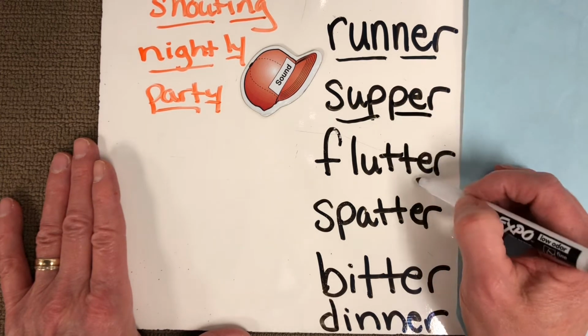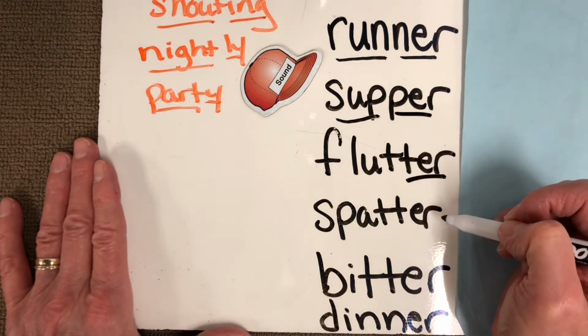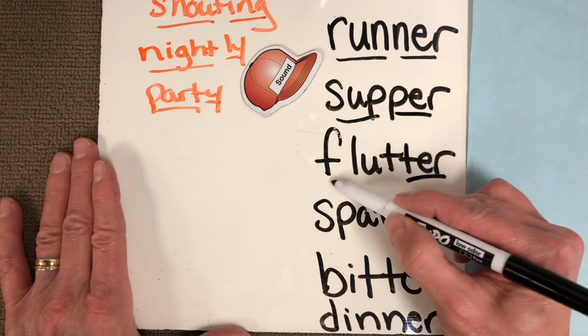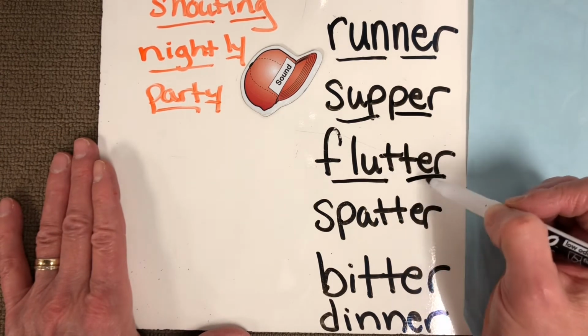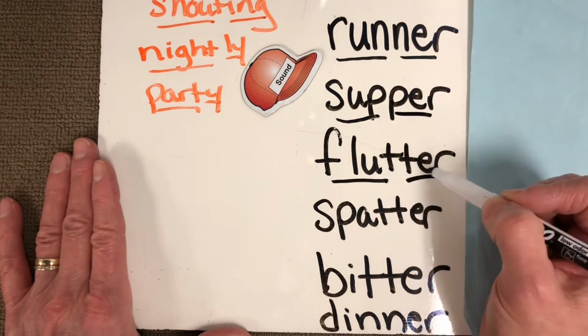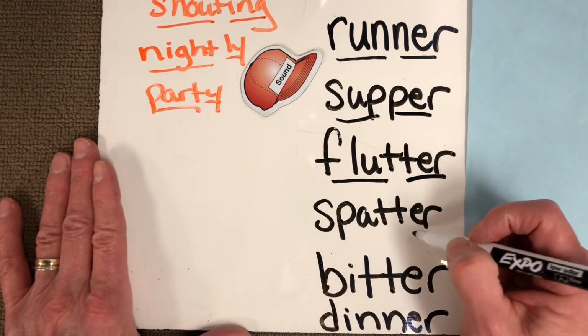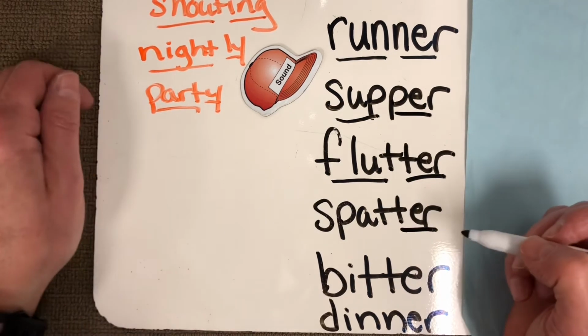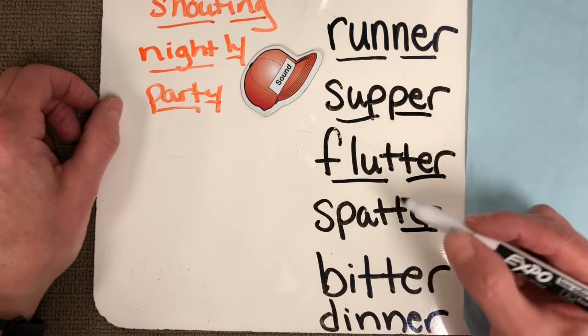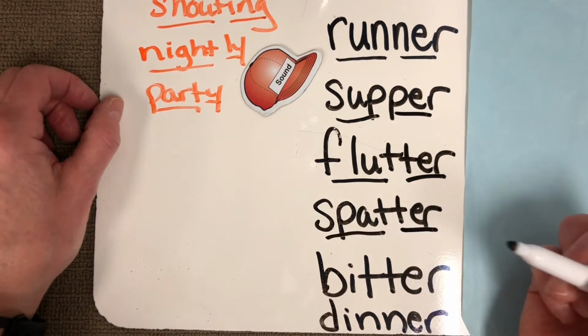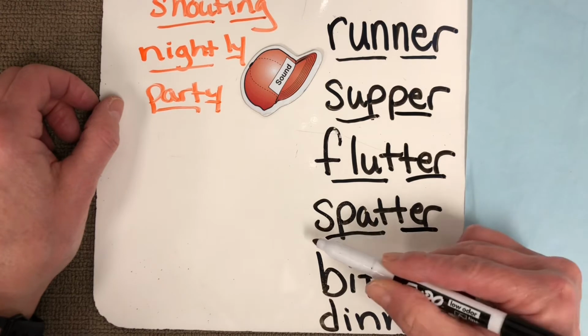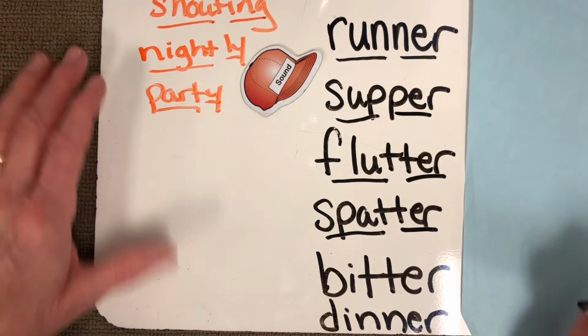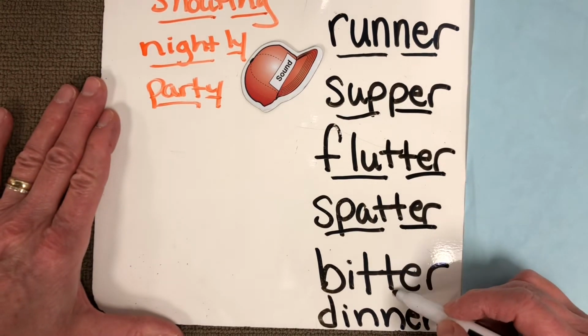Supper. I can see that syllable, ter. What's the first syllable? Flut. Ter. What's the word? Flutter. Look at this. Instantly I can see that syllable, ter. What's the first syllable? Spat. Ter. What's the word? Spatter. Look at this one, ter.